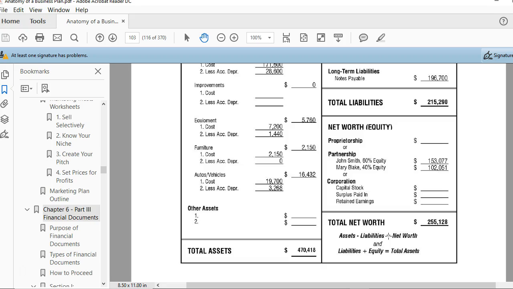Okay, so chapter 6, the balance sheet, represents a point in time summarizing assets equaling liabilities plus equity.